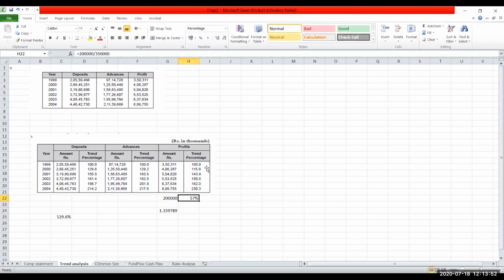Because you set the benchmark as 100. So you are getting 2 lakhs, and it is below 2 lakhs, right? So it is 57%. Are you getting it? But it should be divided by 8 lakhs, right? Not 3 lakhs. No, I'm not taking the incremental. I'm taking this as a base.